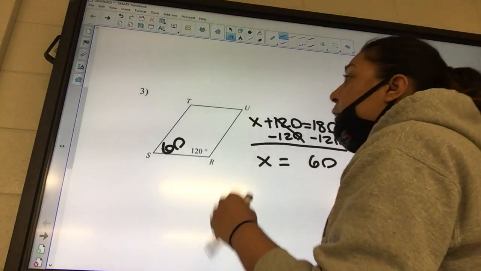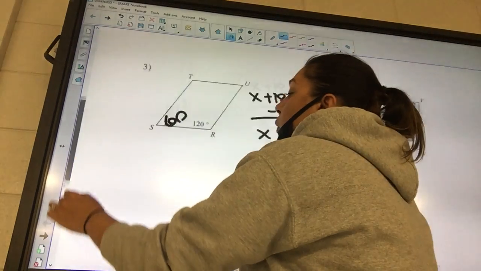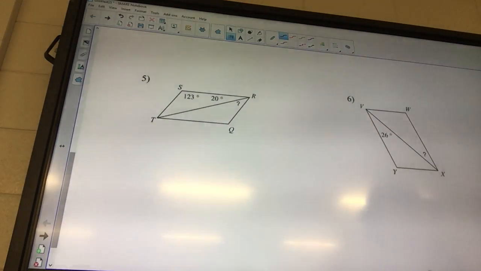That was just a mini review. We know that if they're opposites, they're equal. If they're same sides, they add up to 180. Now, what happens when we take that parallelogram?